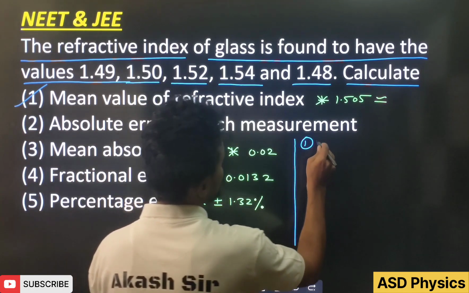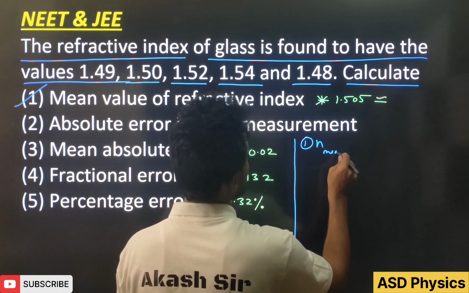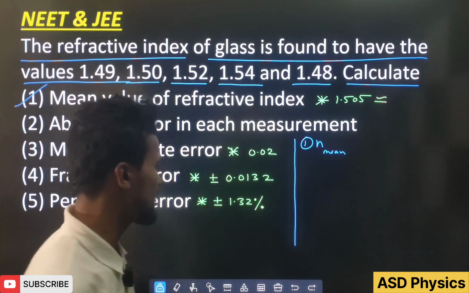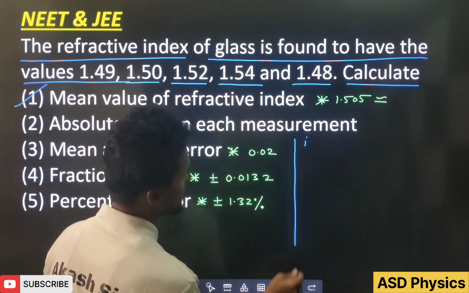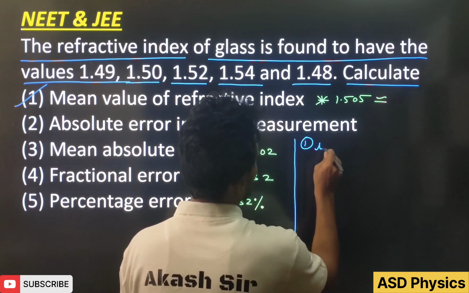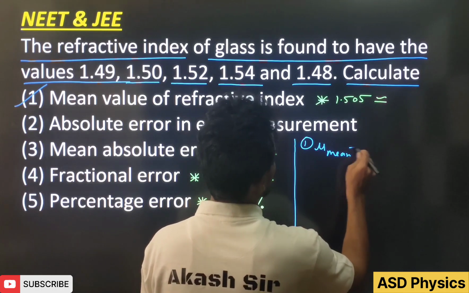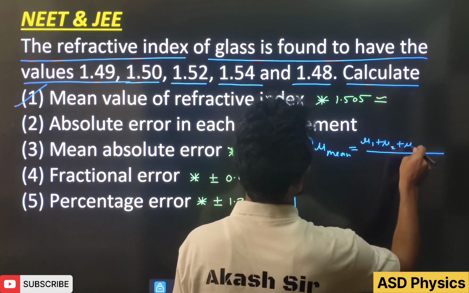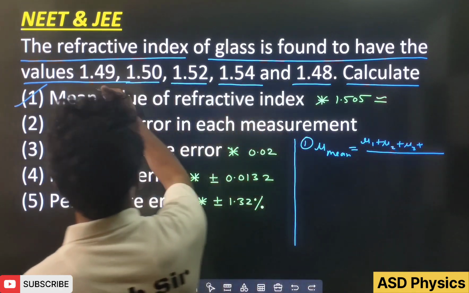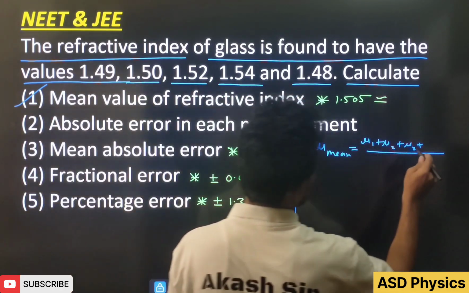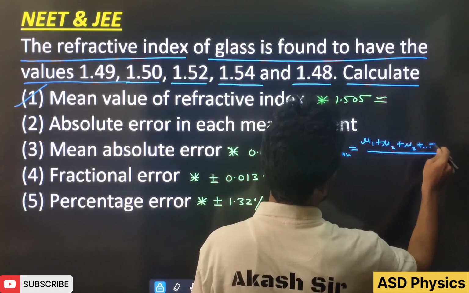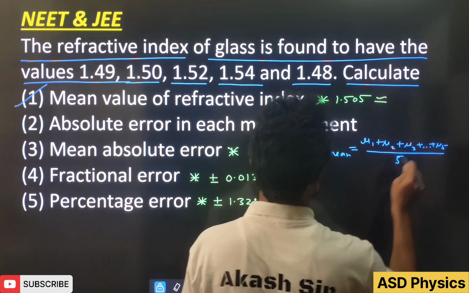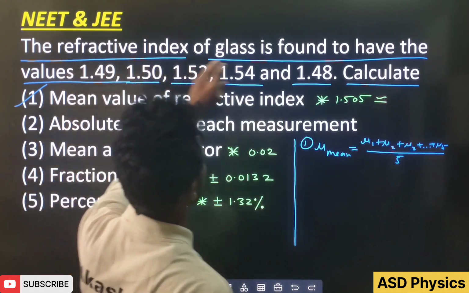If I write here the first one, the n mean, refractive index, I am using the term n here. Otherwise it's better to use mu. So what will come here? This mu mean is given by, just add all of them, mu1 plus mu2 plus mu3, mu4 and mu5, divided by 5. How many readings are there? 1, 2, 3, 4, 5. Five observations.